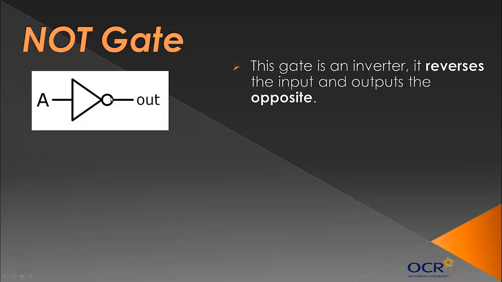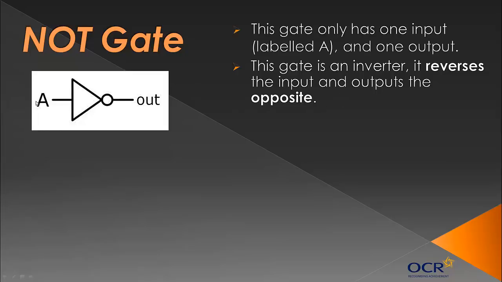Quite simple, a triangle with a circle, and the role of a NOT gate is to invert the input. So the input is A here, so it reverses the input and outputs the opposite. This gate only has one input, and it has one output as well. Lots of gates will have multiple inputs, but mainly they only have one output. So it basically reverses and does the opposite of what the input is. And the way you would say this is the output is equal to NOT A.